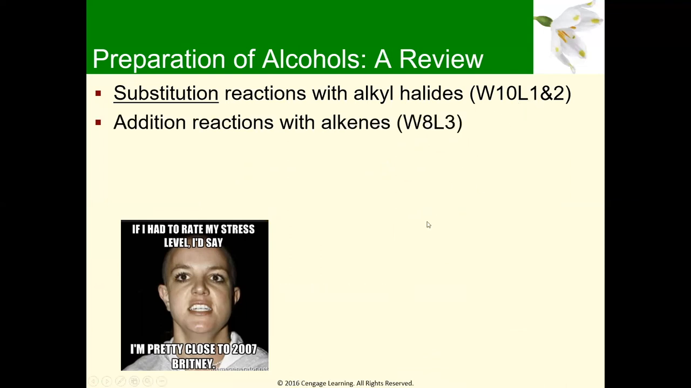We learned a lot about addition reactions with alkenes that produce alcohols. Oh, no, I'm sorry. Even the substitution reaction was a preparation of an alcohol. You're producing an alcohol. So you start with an alkyl halide and you react it with OH minus, a hydroxide ion, and you create an alcohol. Or you can add something across an alkene, which we learned about in week 8, lesson 3, that will produce alcohols.